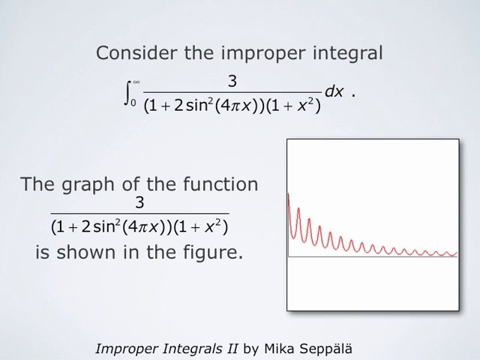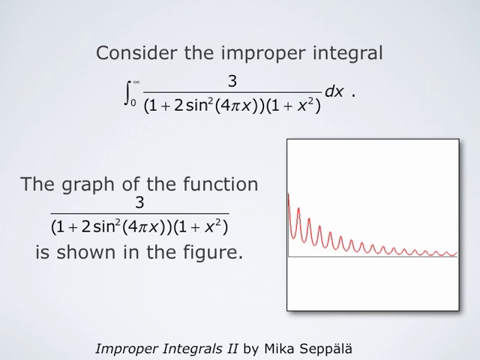For example, consider the improper integral from 0 to infinity of 3 divided by the product of 1 plus 2 times sine squared of 4 pi x and 1 plus x squared. This is a quite complicated function, and the integration is hopeless. The graph of this function is the red curve shown in this figure.